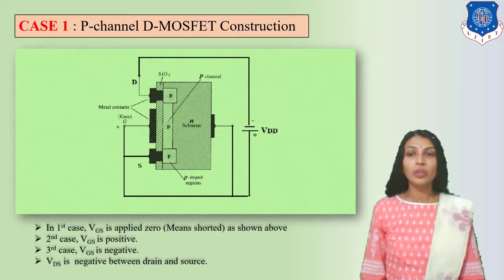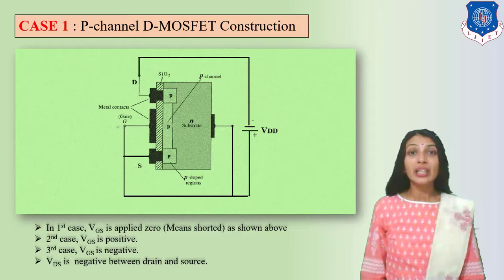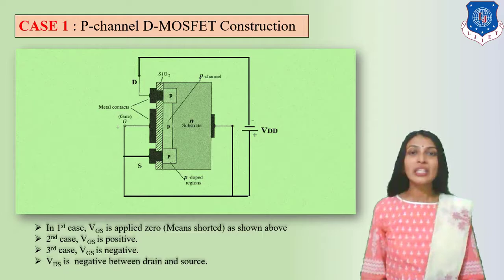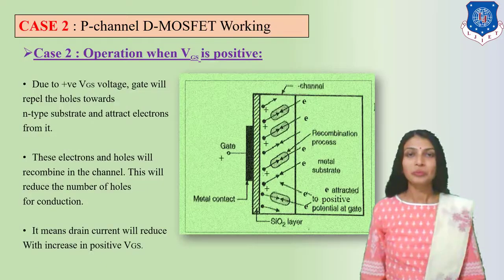So there are 4 cases I have mentioned here. In the first case, VGS is applied 0. In the second case, VGS is positive. In the third case, VGS is negative. Then what will be the effect on the graph? And the fourth, that is VDS, is always negative between the drain and source. You can see the VDD battery, that is minus plus. It is always fixed. Now let me explain the working in detail.